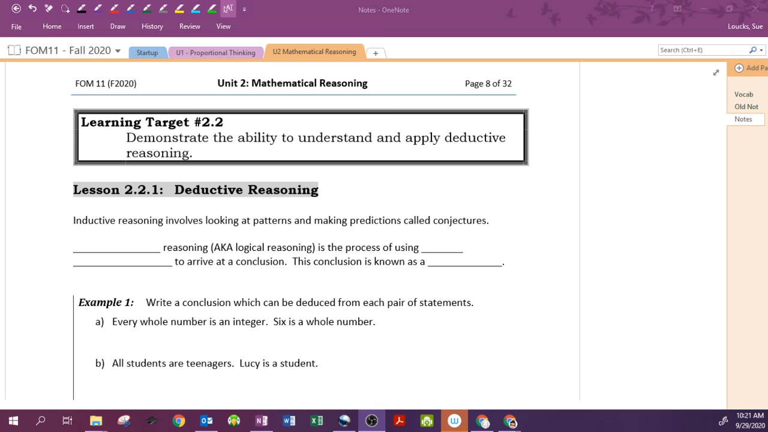Okay, let's talk about deductive reasoning this time. So, inductive reasoning involves looking at patterns and making predictions that are called conjectures. And deductive reasoning, which is also called logical reasoning, is the process of using true statements to arrive at a conclusion, and this conclusion is known as a theorem.